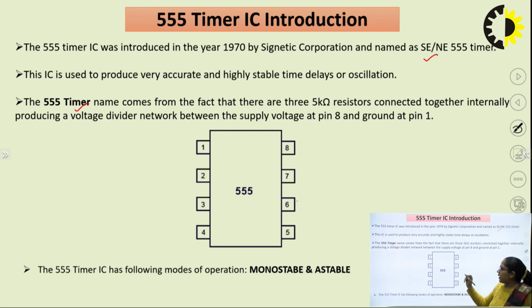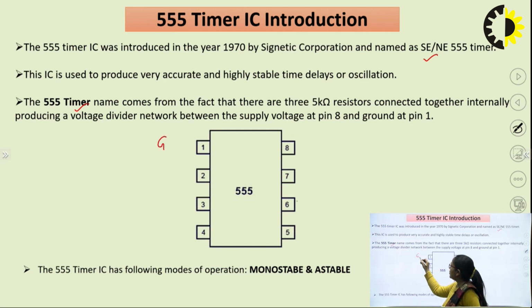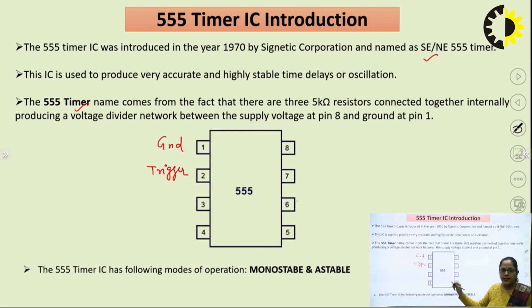At pin number 1, we have the provision of ground, which was not available in the 741 op-amp IC. Pin number 2 is called the trigger pin. We can use this IC in monostable mode as well as in astable mode. In monostable mode, we are required to apply an external triggering pulse, so to connect the external input, we use pin number 2, the trigger pin. Pin number 3 is the output pin, from which we can observe our output.